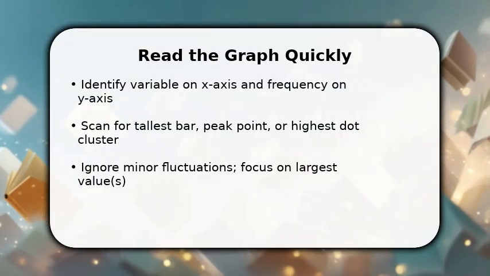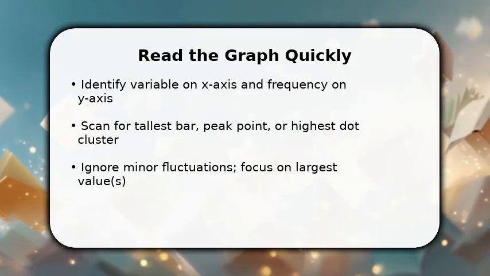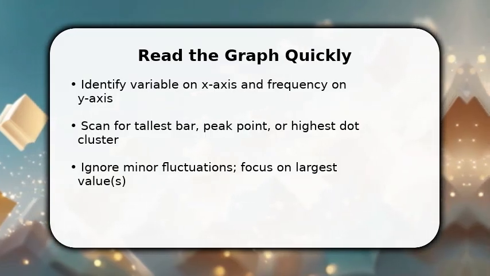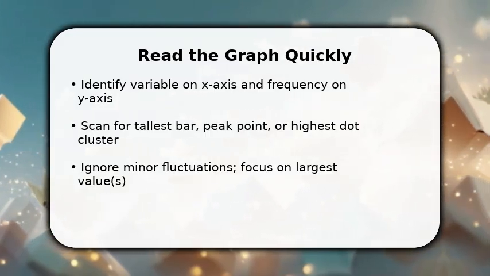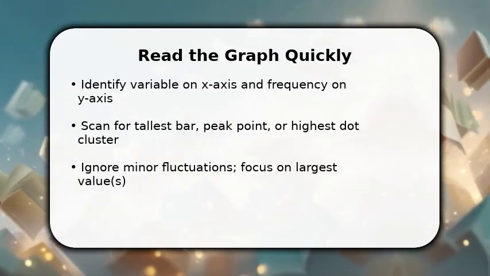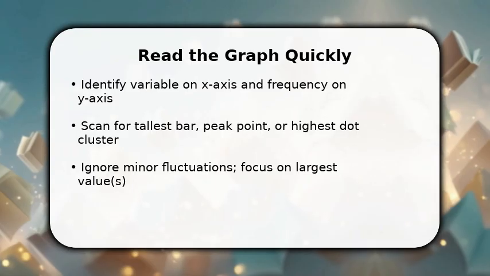You start by aiming straight at the axes. Confirm which axis shows categories and which shows frequency, then locate the tallest visual element. Once done, trace horizontally from that peak to the x-axis to read the mode category label. This is faster and less error-prone than averaging.